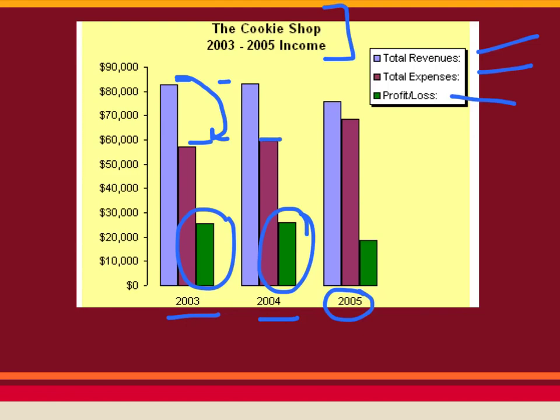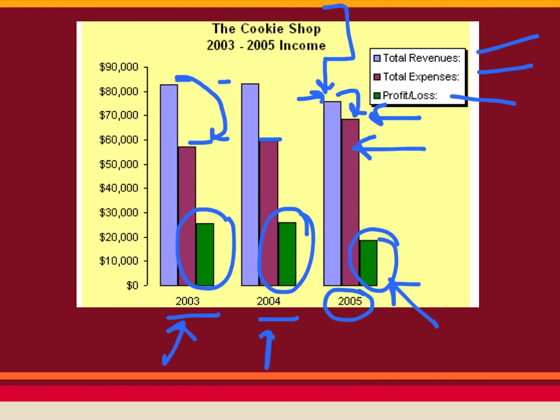We see slight differences in revenue, a decreased revenue. We see slight increases in expenses, or increased spending. And we see, as a result, if we take revenues minus spending, we get our profit. We get slightly smaller profit. So a conclusion we might say is, 2005 saw the cookie shop earning less money, spending more money, and as a result making a smaller profit than in years 2004 or 2003. Right? I have just described what this graph is trying to tell you.